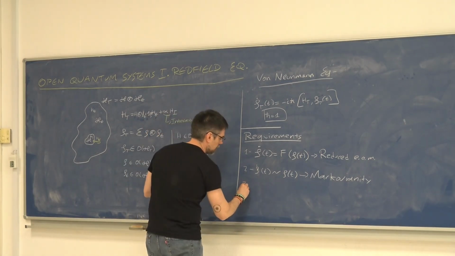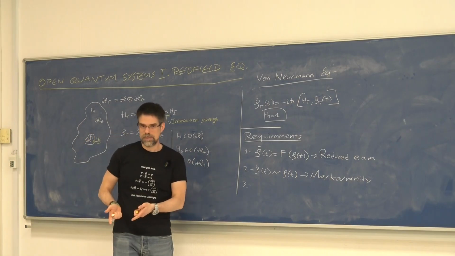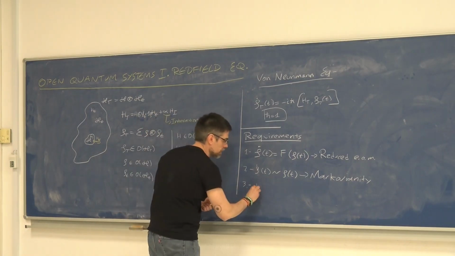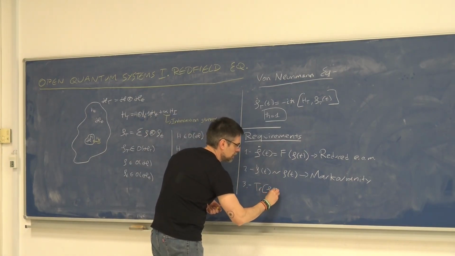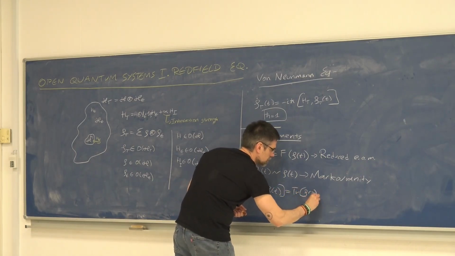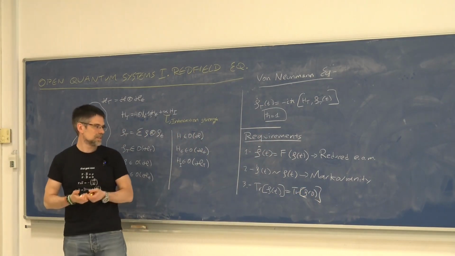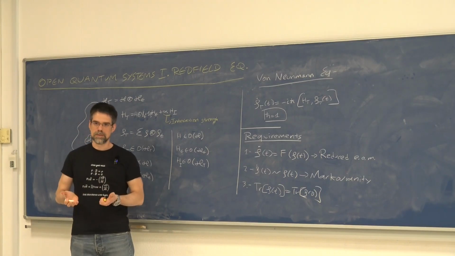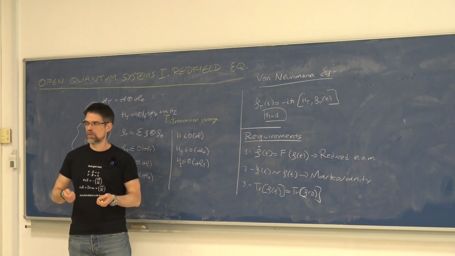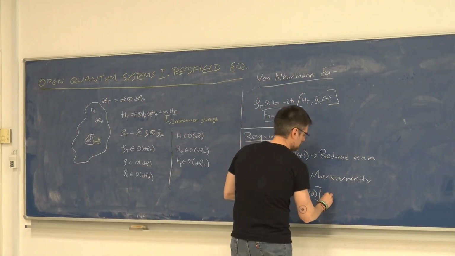And then more mathematical requirements. If we start with a density matrix, what we want is to keep having density matrices. So, for instance, the trace of rho of t, we want it to be equal to the trace of rho of 0. Why? Because density matrices have trace 1. So I don't want the trace to change over time, because otherwise I will lose the point of a density matrix. This is called trace preserving.